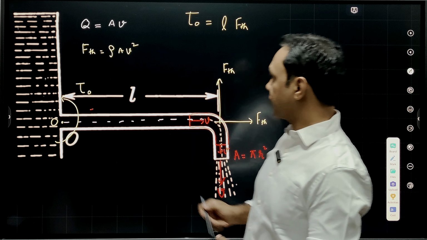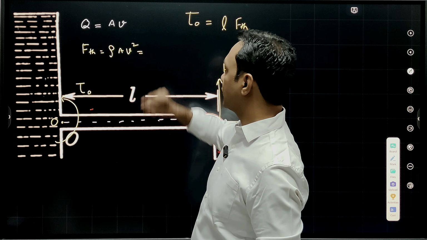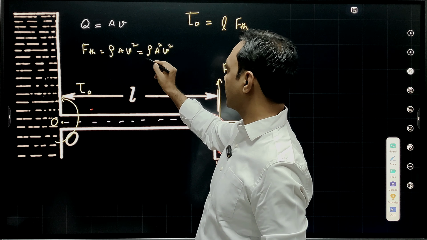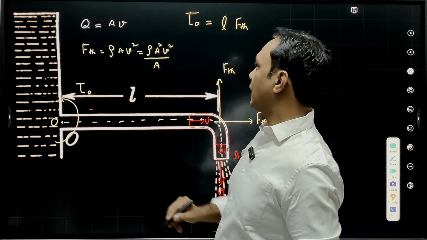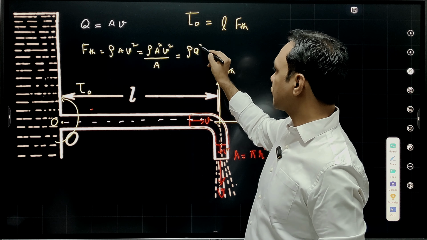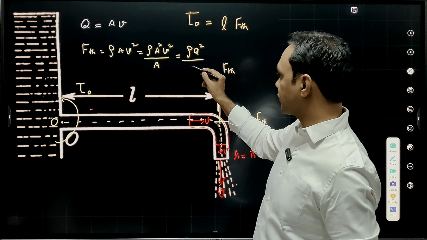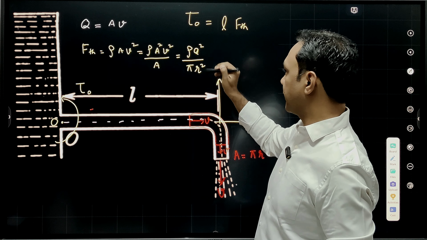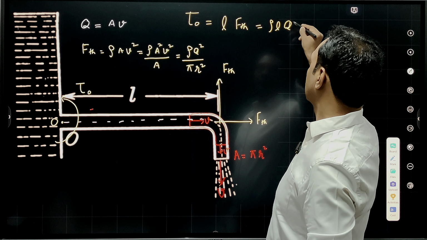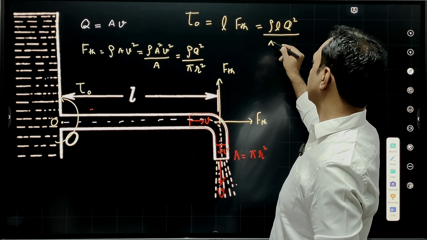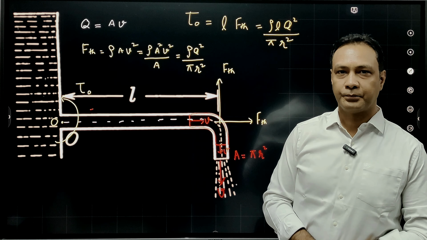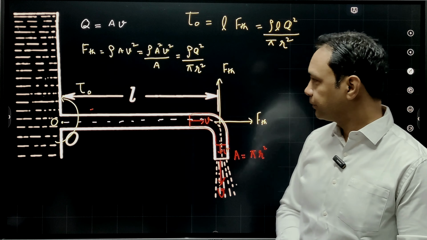So for this F thrust, we can multiply the numerator and denominator by A. That gives rho A squared V squared divided by A. And A V is Q, so this is rho Q squared divided by A, and A is pi r squared. Putting this F thrust here, the torque would be rho l Q squared divided by pi r squared. That would be the torque due to the thrust force above.